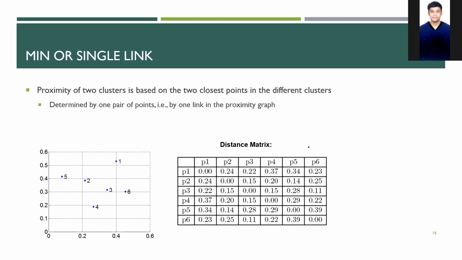Okay, minimum or single link. The proximity of two clusters is based on the two closest points in the different clusters. Yeah, this is using min, for example.